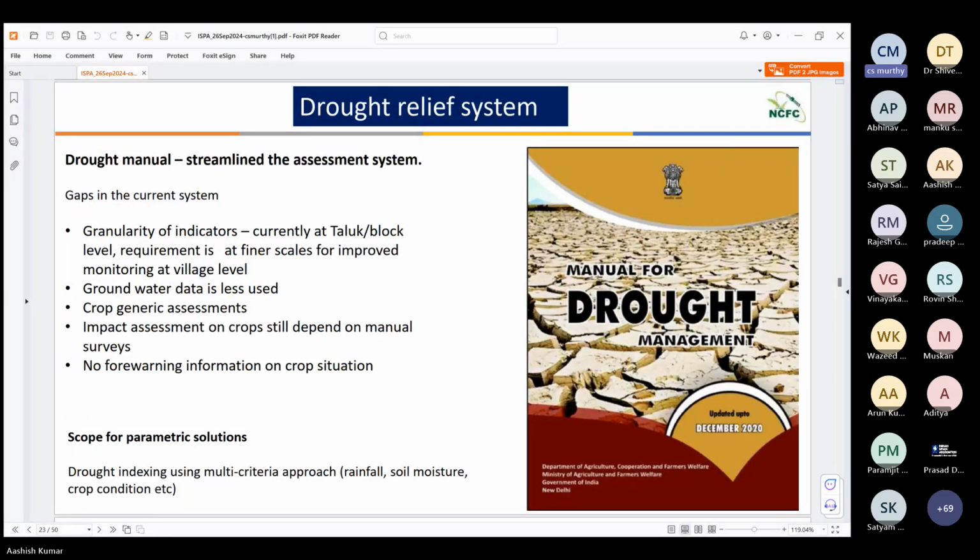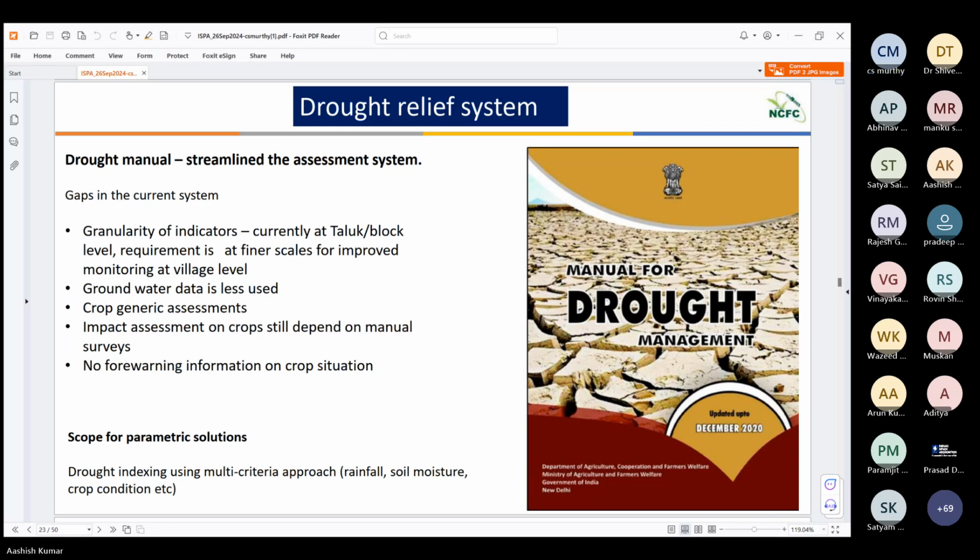Particularly with respect to the granularity of the data, currently at tehsil or block level, the requirement is for finer scales. And groundwater data is less used because there are some constraints or limitations in its availability. We are sorting out those issues. And then crop-specific drought assessment is still not being practiced in India. I think this is one place where there is a lot of scope to develop and bring some innovations into the system.